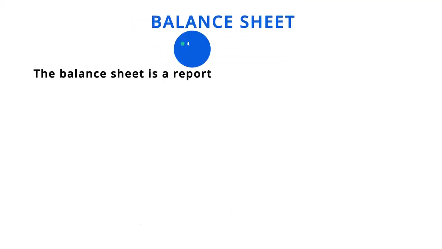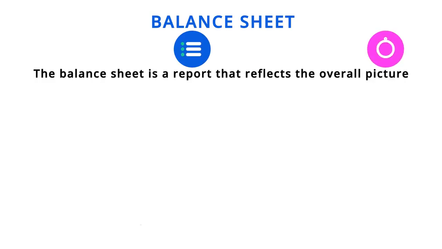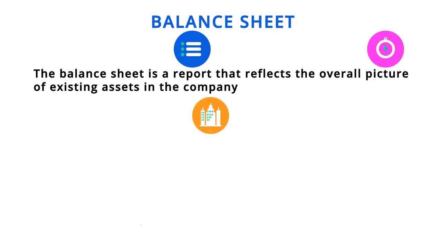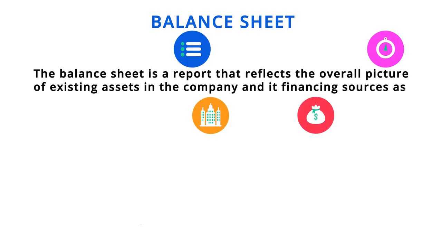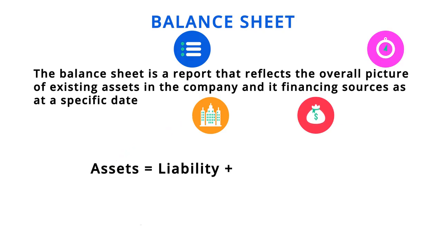The balance sheet is a report that reflects the overall picture of existing assets in the company and its financing sources as at a specific date. The balance sheet as a report gives us all the assets that the company owns as at a specific date and how these assets are funded. So you usually see assets equal to the total liability and total owner's equity in a balance sheet. It is also referred to as the value of a business as at a specific date.